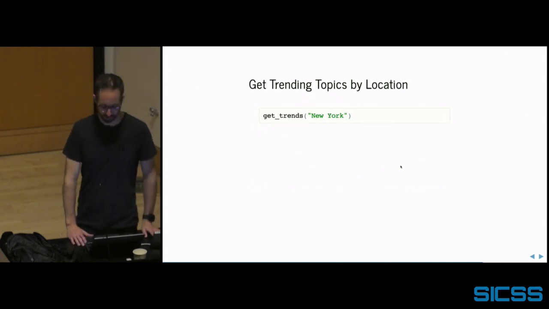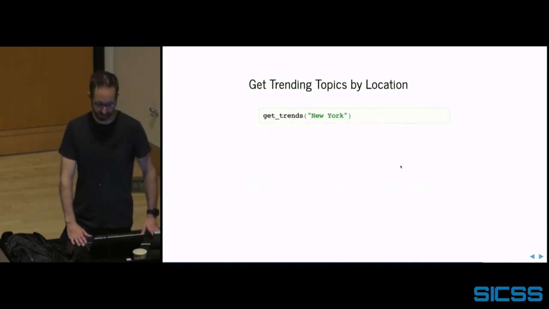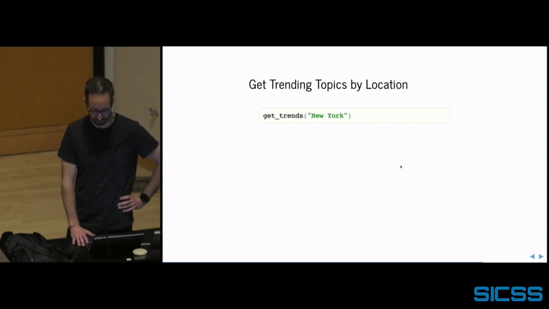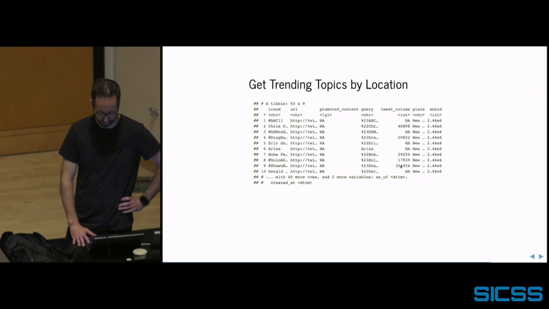There are a number of other handy functions. This one gets trends for particular locations. So what's trending in New York, you can use that. We see all this junk.